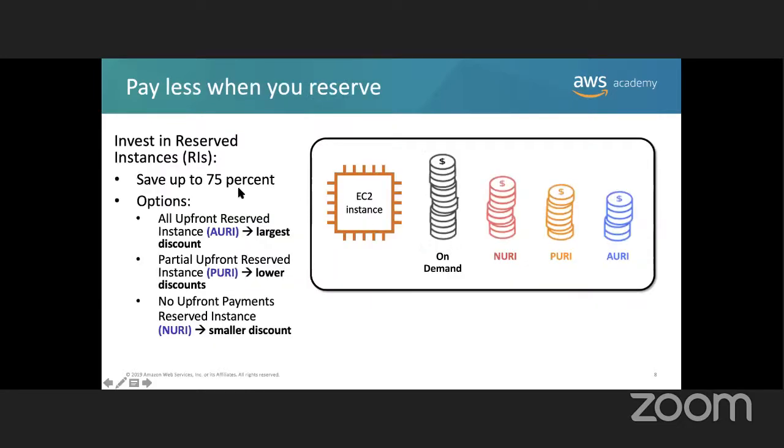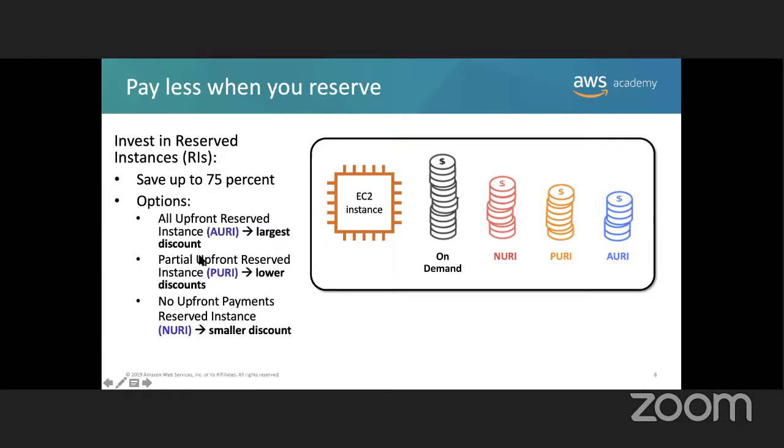So pay less when you reserve. Invest in reserved instances. Whenever you see RI, that stands for reserved instances. You save up to 75%, right? Options: all upfront reserved instances, ORI. Largest discount. It makes sense, right? The more you pay upfront, the more discounts you're gonna get, right?